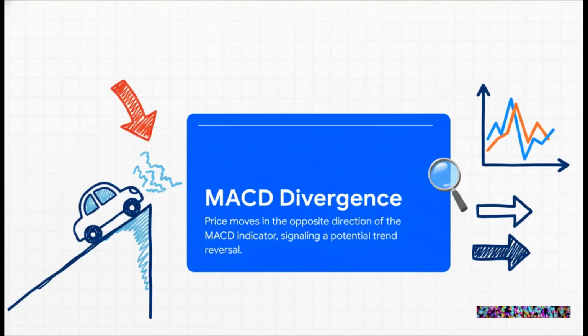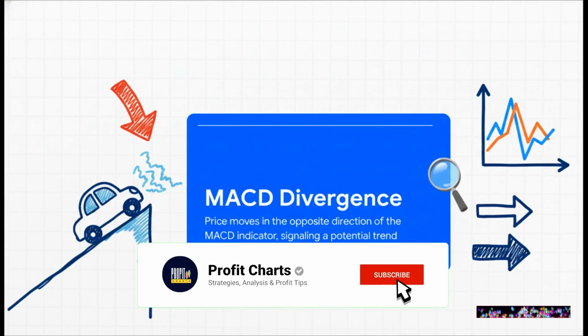Think about it like this. Imagine the price as a car driving up a steep hill. The MACD indicator, that's the sound of the engine. Now, if the car is still slowly creeping higher up the hill, but the engine sound is getting quieter and starting to sputter, what does that tell you? It tells you that the upward momentum is dying out and that car is probably about to stall and roll backward. That's divergence. It's an early warning sign that a trend is running out of gas.